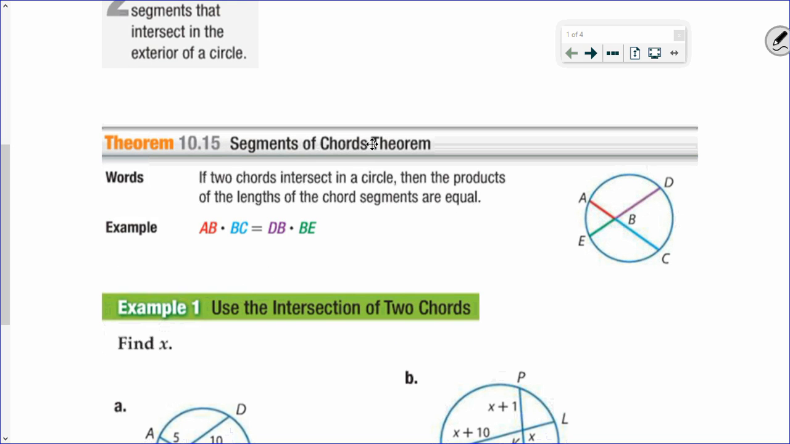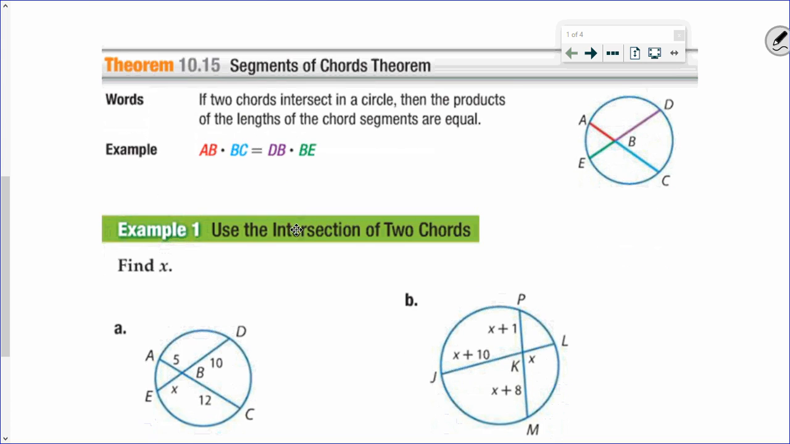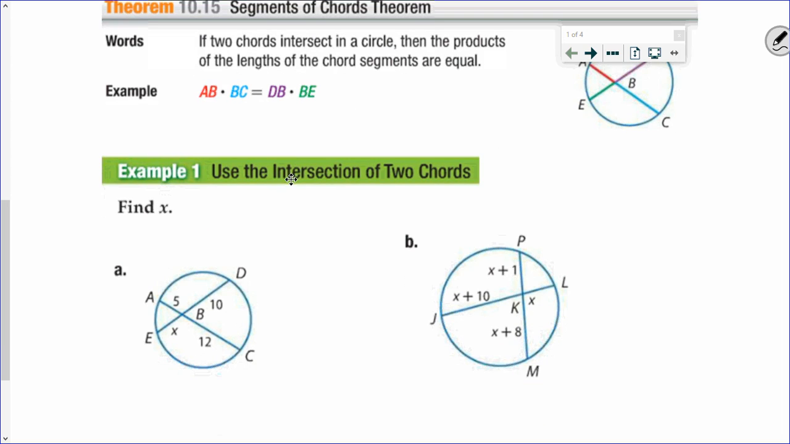Segments of chords theorem. If two chords intersect in a circle, then the products of the lengths of the chord segments are equal. You can see here, it's color-coded for us. Segment AB times BC, the intersected parts of AC, would be equal to DB times BE. And so you can use this theorem to find measures.